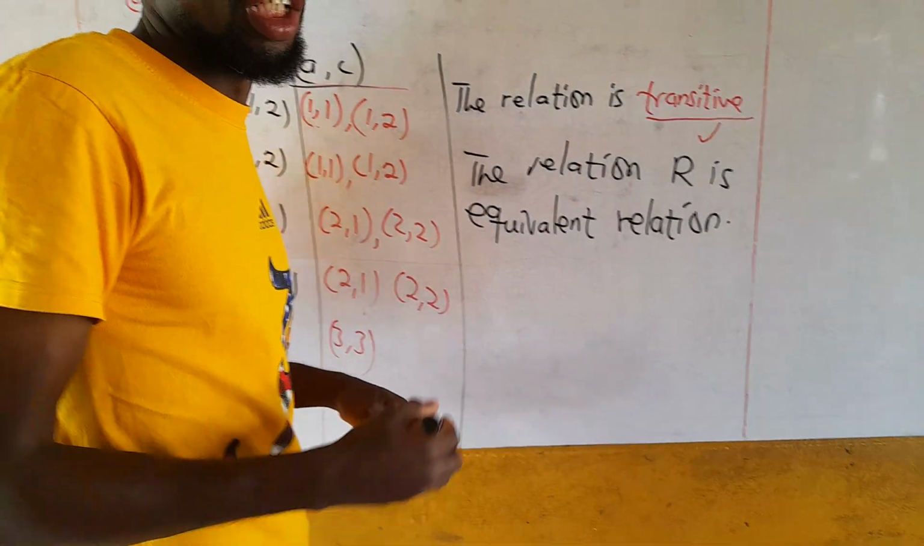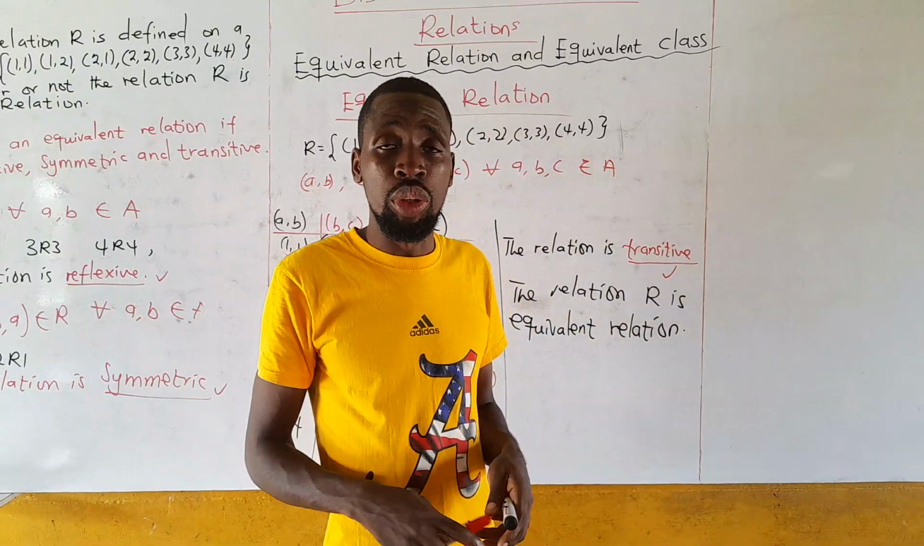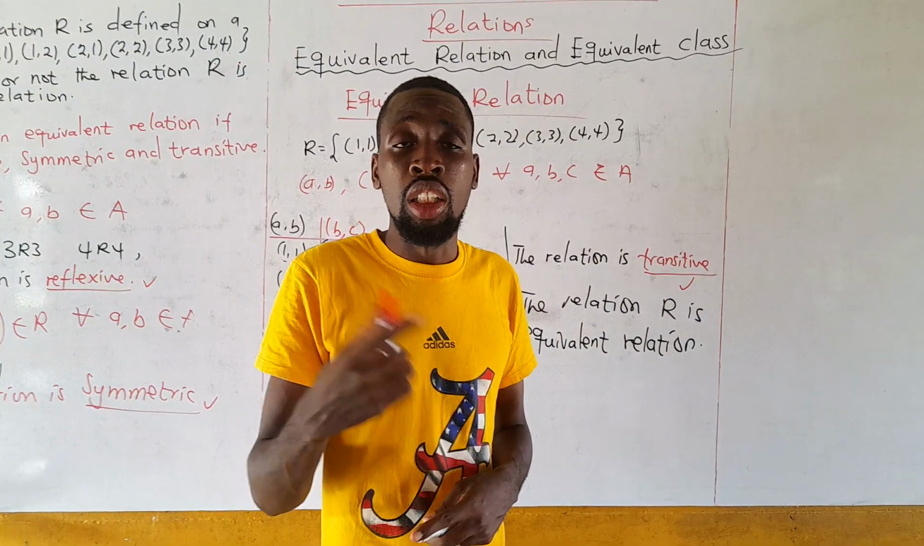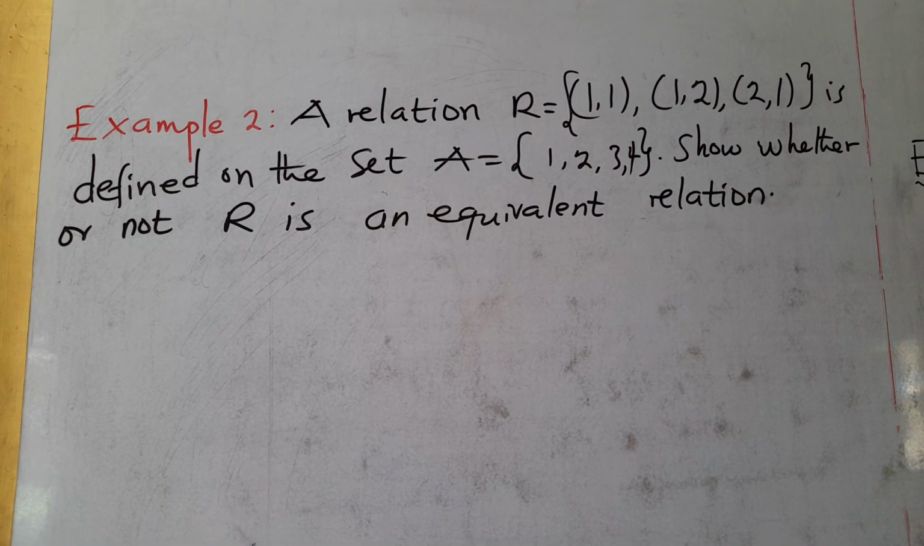Please do well to check out my videos on how to determine if a relation is transitive on YouTube. It will help you understand this better. Now we'll solve another example on this. So let's solve our second example.